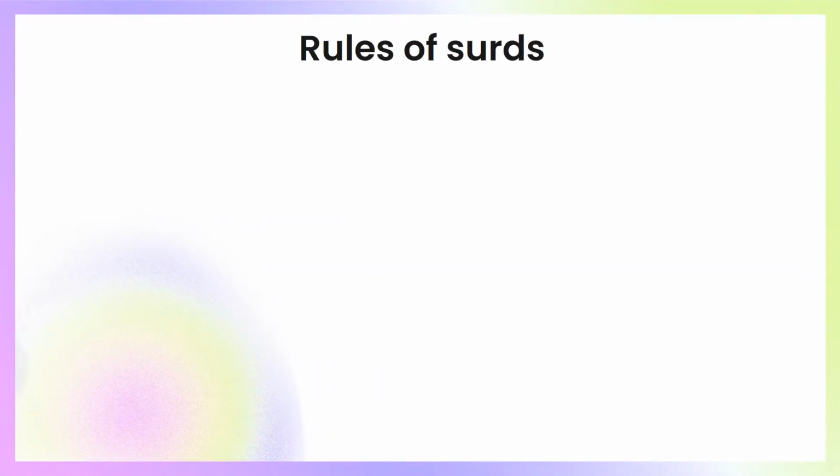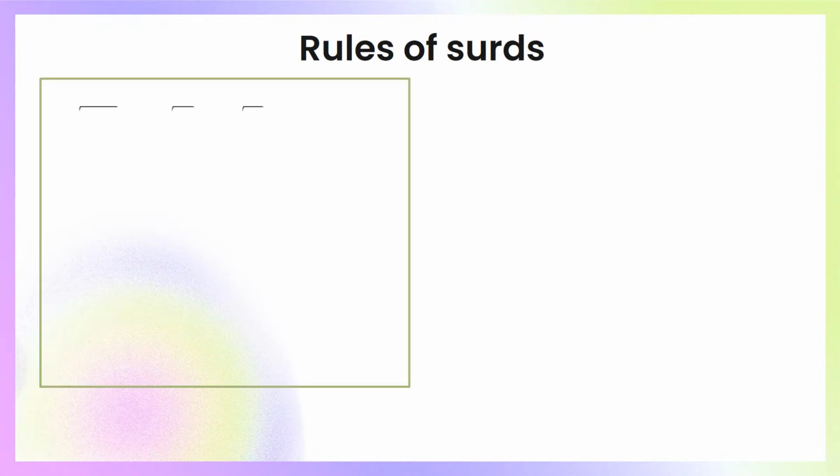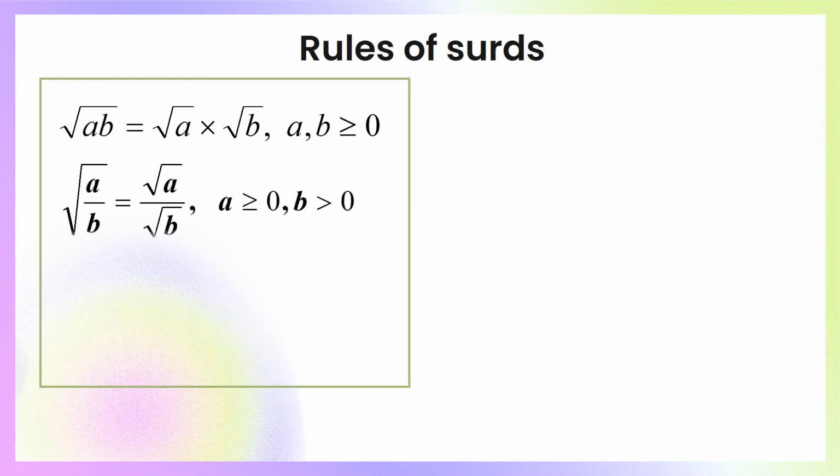Here are 7 rules of surds. The first one is root of ab. Root of a multiplied by b is equal to root a multiplied by root b. This is valid for a or b more than or equal to 0. And then the second one is root of a divided by b is equal to root a over root b. So this is valid for a more than or equal to 0 and b more than 0.